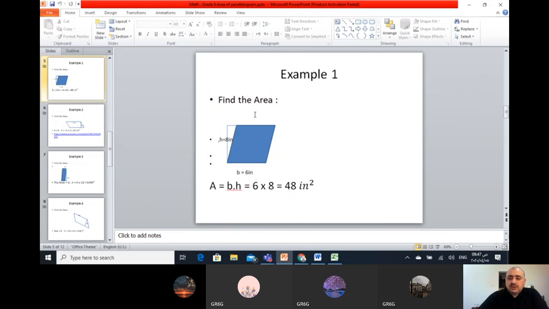Now, what is the rule of the area of a parallelogram? The area equals base times height, b times h. Now, the value of b equals 6, and the value of h equals 8. Now, 6 times 8 equals 48. And the unit here is inch squared, inch exponent 2. So we measure the area by squared units.